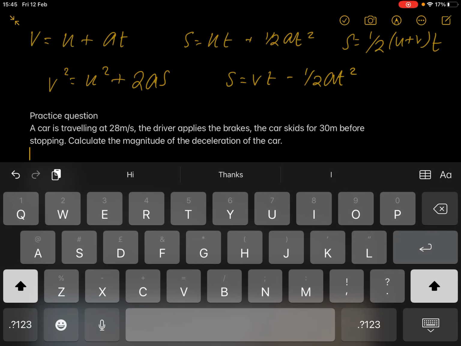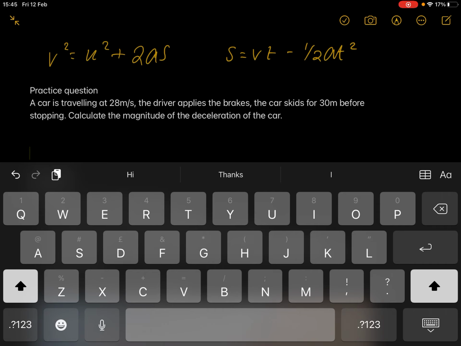Let's do a practice question, which I'm sure you could do in your sleep. If you want to pause the video, do your own one, and then check with my answer, that'll work. So a car is travelling at 28 metres per second.